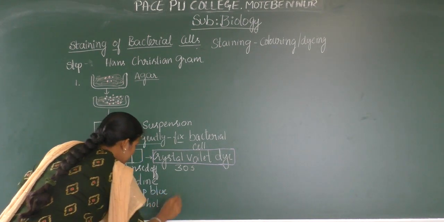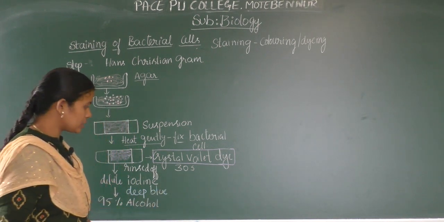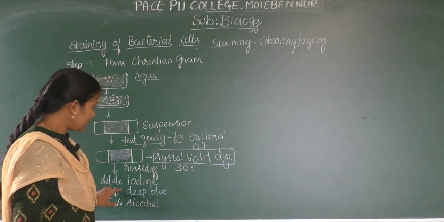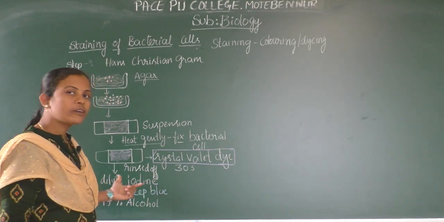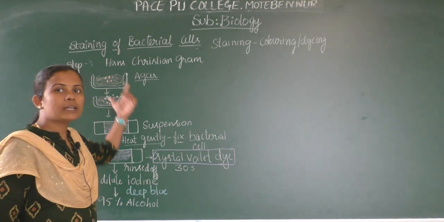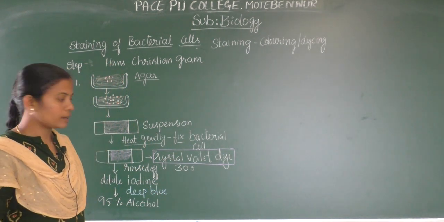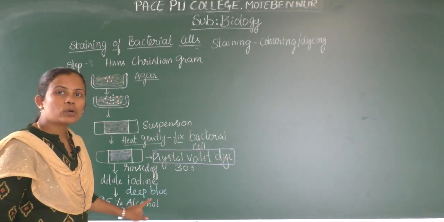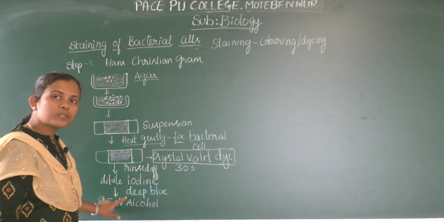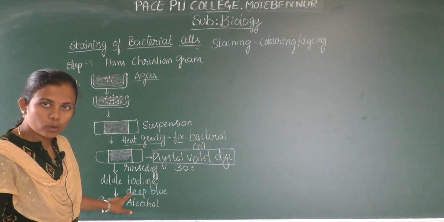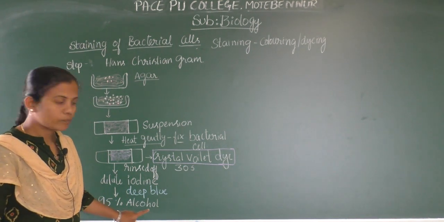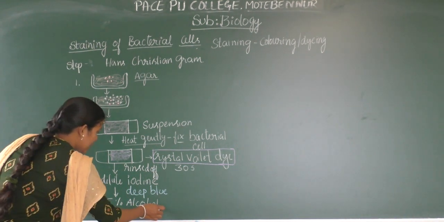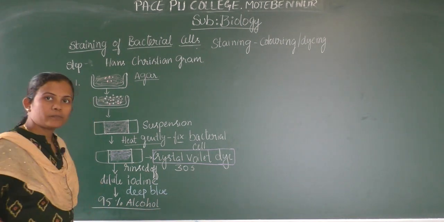Why am I writing all these colors? It will be asked as a CET question: after the treatment with crystal violet and rinsing off, which is the color obtained by the end of treatment with dilute iodine in the Gram staining method? That is deep blue color. After the observation, that is deep blue color, again it is treated with 95% alcohol.